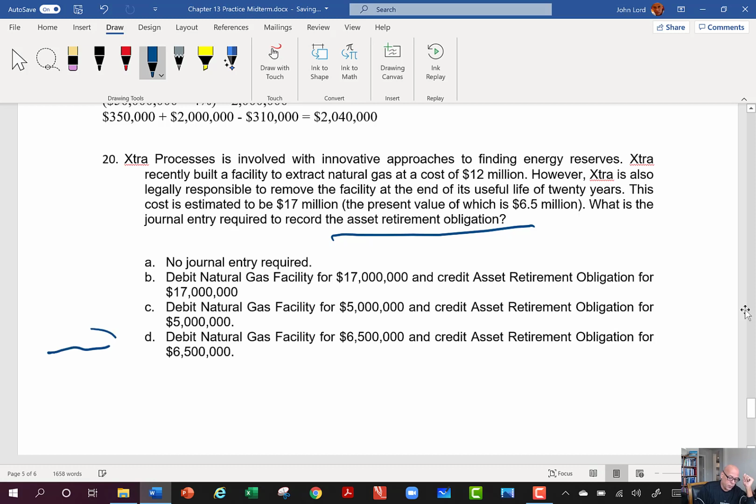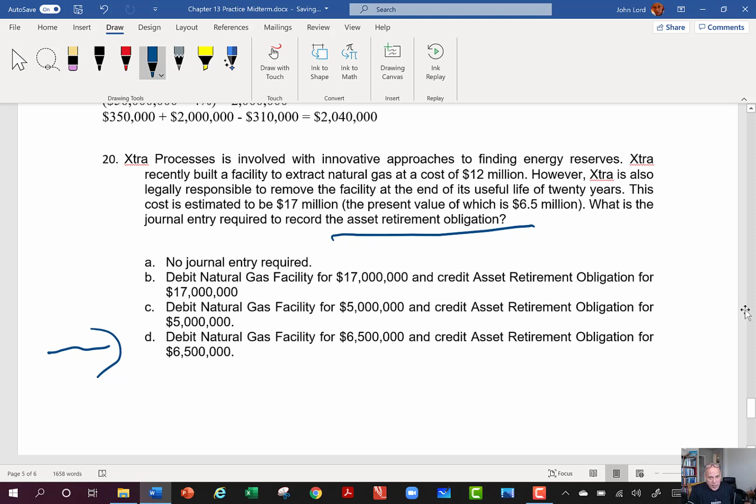We have to add to the cost of the asset $6.5 million, but then we also have to use the present value number. We have to credit an asset retirement obligation liability for $6,500,000.